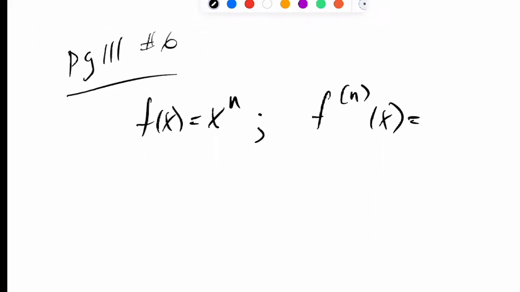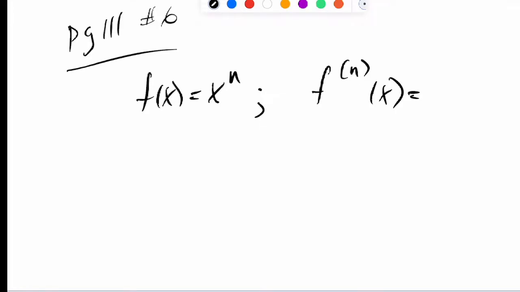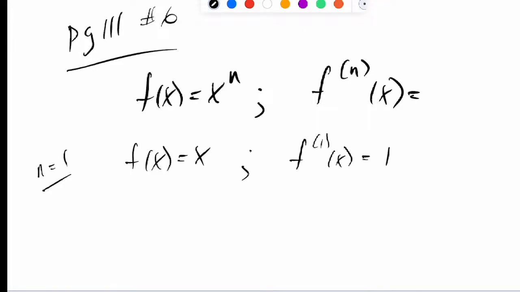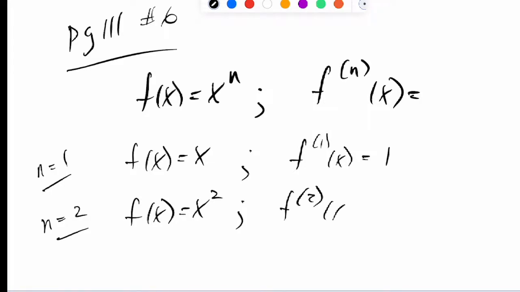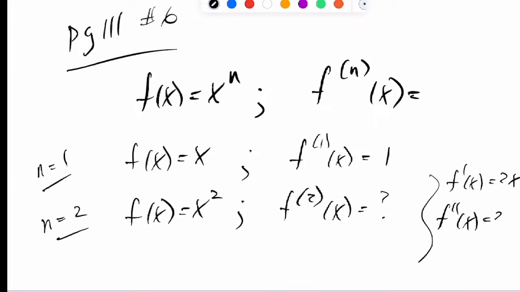Okay, so with this one here, the challenge was the value of n. If n is 1, they want you to find a general pattern. If f at x is x, what's the first derivative? Well, the first derivative of this is just 1. And then if n is 2, the function changes, becomes x squared. So now they want you to find a formula for the second derivative. Well, to find that, how would I go about finding that? I know the first derivative would be 2x, so the second derivative would be 2 times 1, also known as 2 factorial.